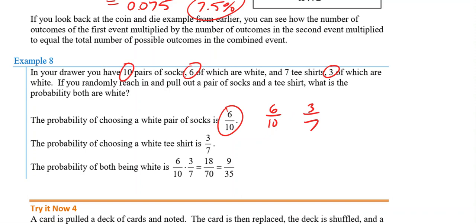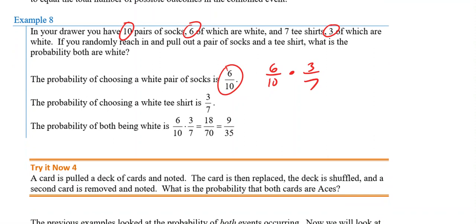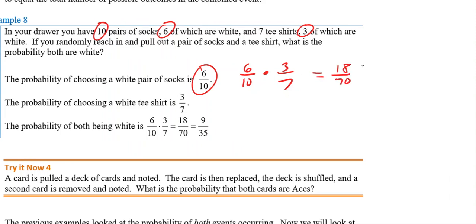Now remember, these really could be written as decimals as well, right? You could change them to decimals first if you want to, or just leave them like this. But then the probability of both of these things, these two independent events, because one didn't affect the other, right? When I reached in, I was going to grab some socks, I was going to grab a t-shirt. Grabbing the socks didn't affect how the t-shirts came out. So those are independent. And if I multiply them, then we just get 18 over 70, which would simplify to 9 over 35. So there's our new probability of both of those things occurring.